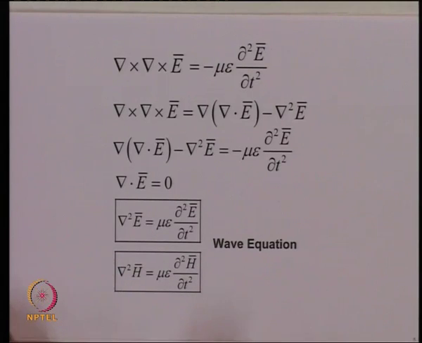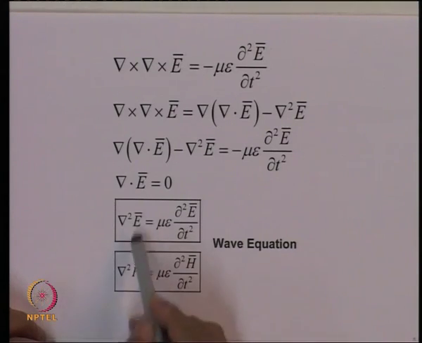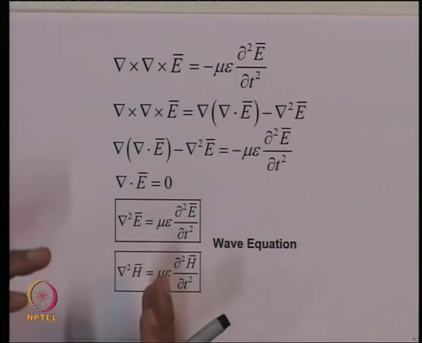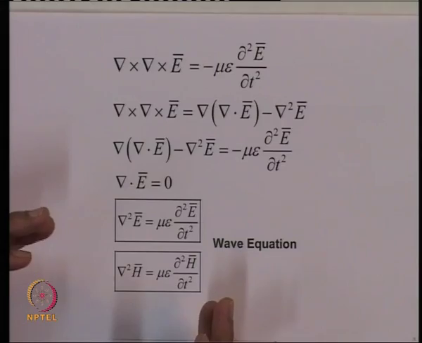In general, the quantities E and H are vector quantities. That means E has 3 components and H has 3 components. So, as such we have 6 quantities here. All of them satisfy the wave equation. So, we essentially need to find a solution for the 6 components, 3 for the electric field and 3 for the magnetic field.